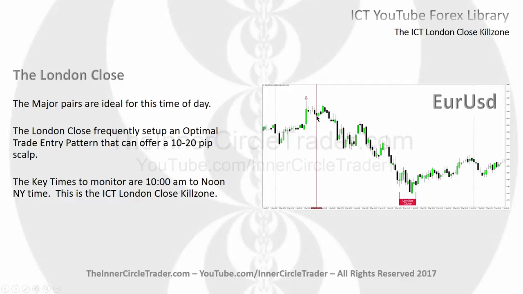Then after New York midnight time, we had a high form again in London high, New York session high, and then the low of the day forms exactly at the parameters between 10 a.m. and noon New York time. This is the ICT London close Killzone. Market trades higher off that window of time and then goes into the close.